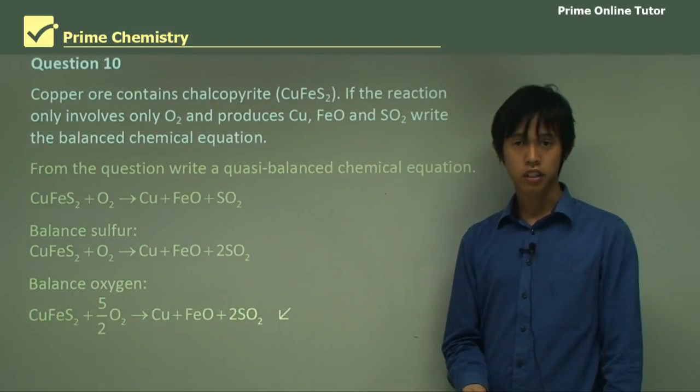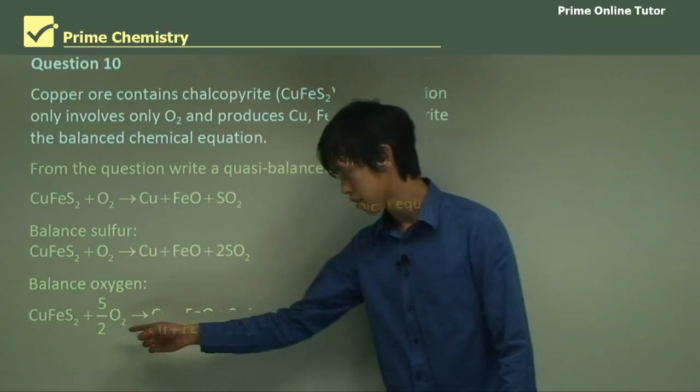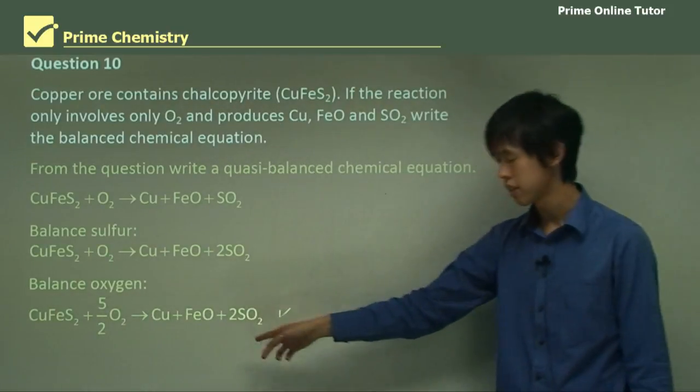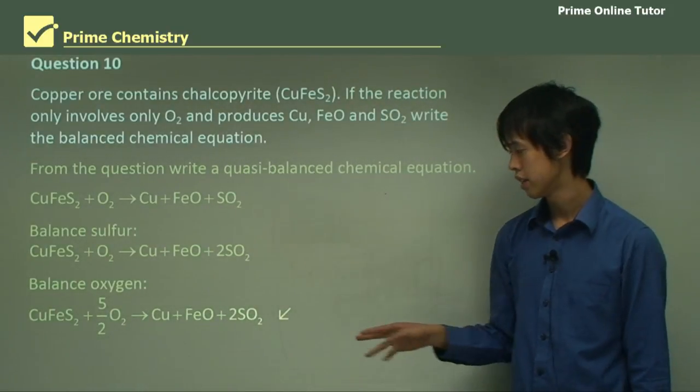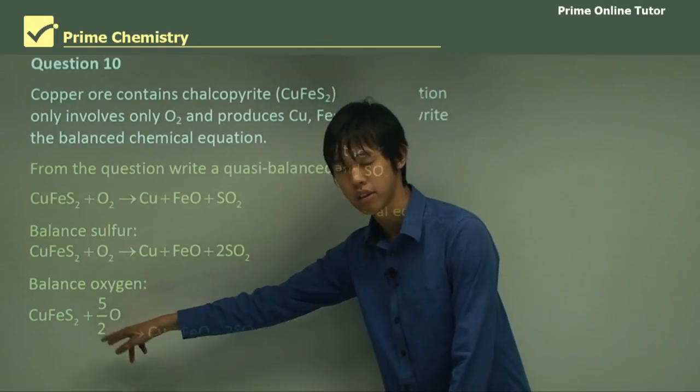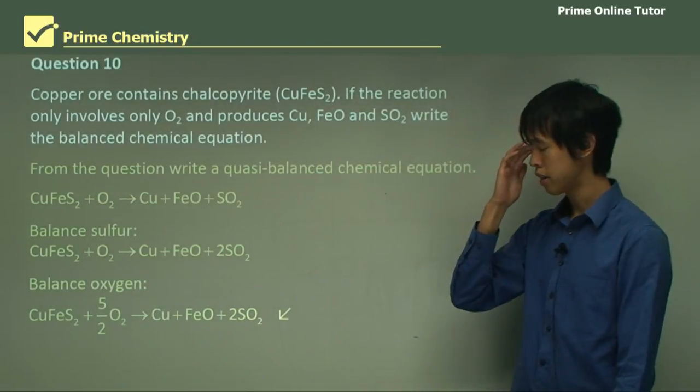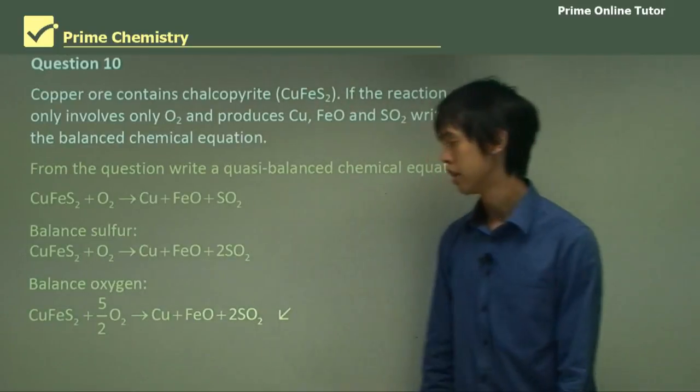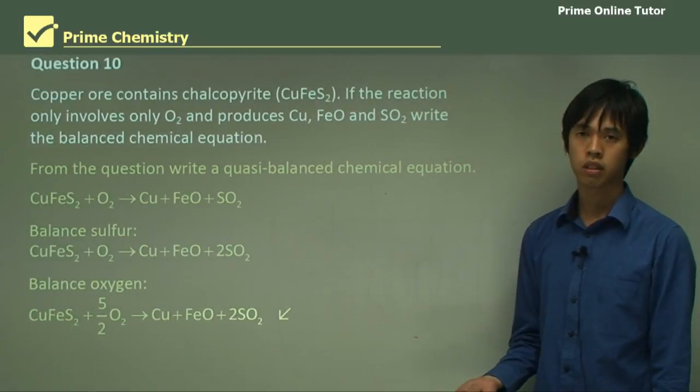Now if you don't like that fractional coefficient, you can get rid of it just by multiplying everything in the equation by 2. Okay? So don't worry about that. If you want to get rid of it, just multiply the whole equation by 2. But you don't have to. This is okay. Okay, and there's your final equation. Okay?